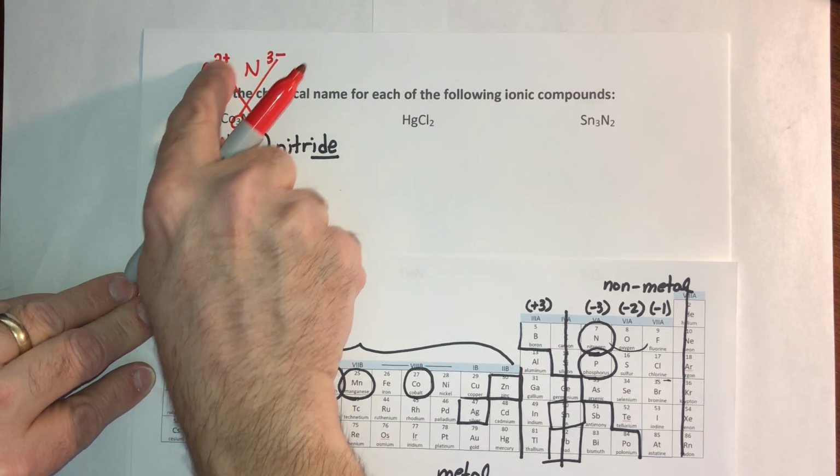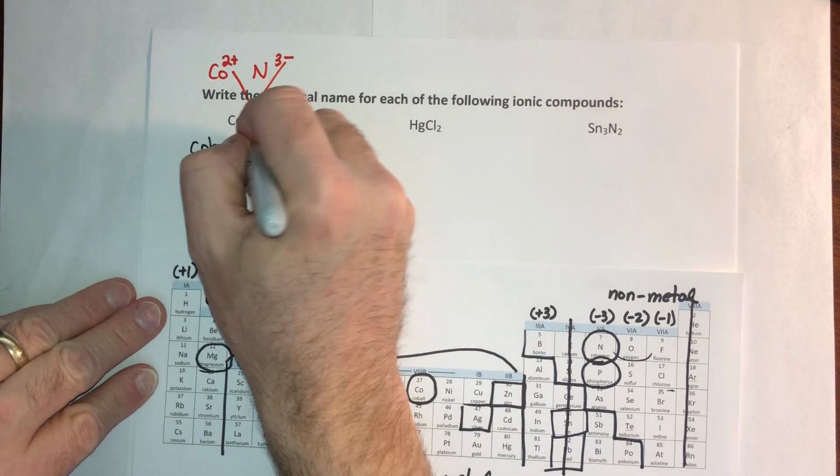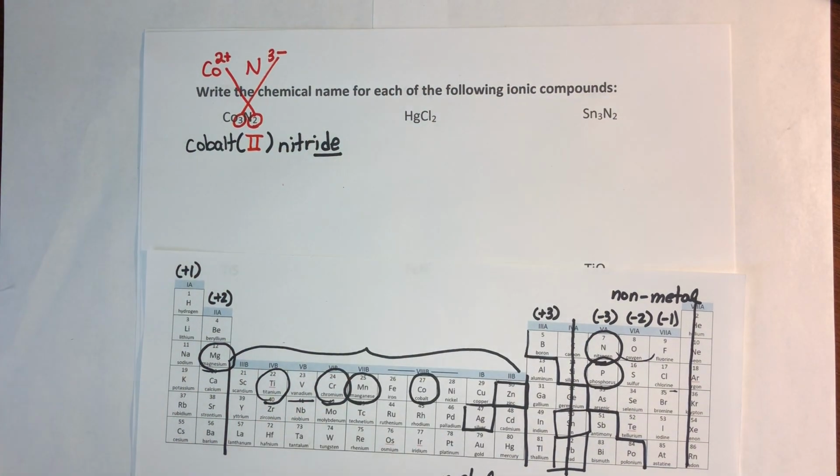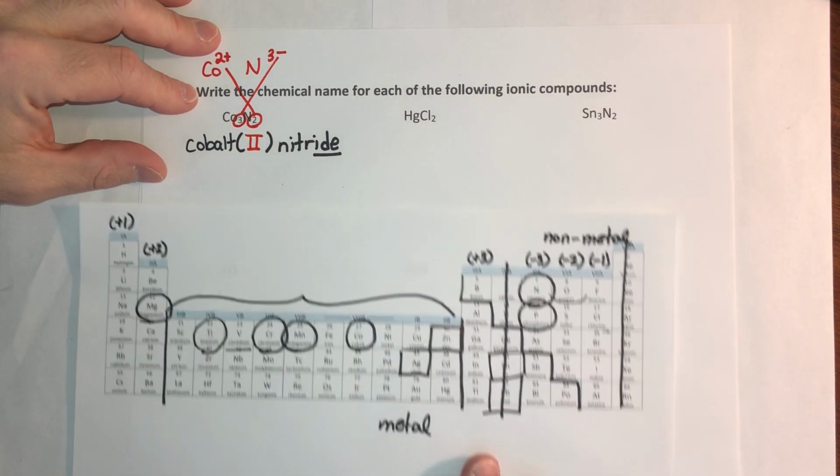Okay, so the charge on the cobalt is 2+. That means this is a cobalt 2. That's how you figure out the charge. All right, let's try the next one.